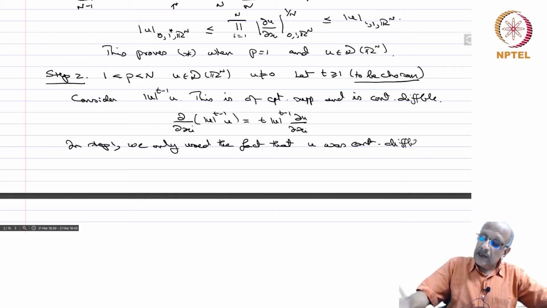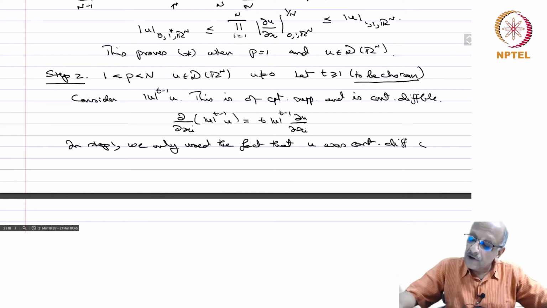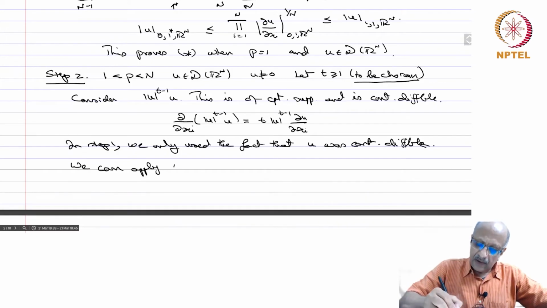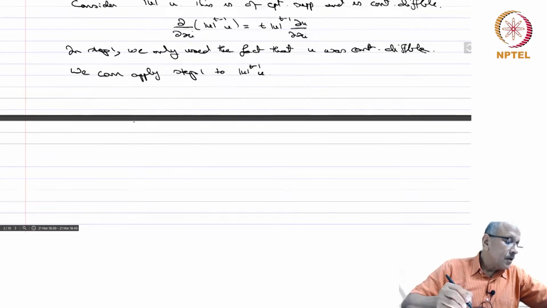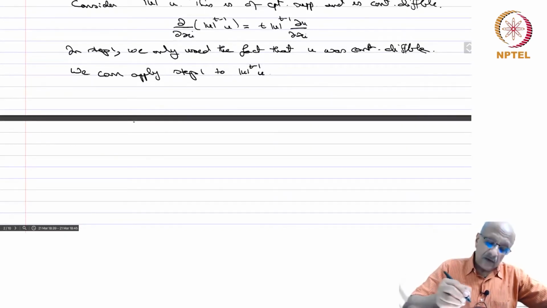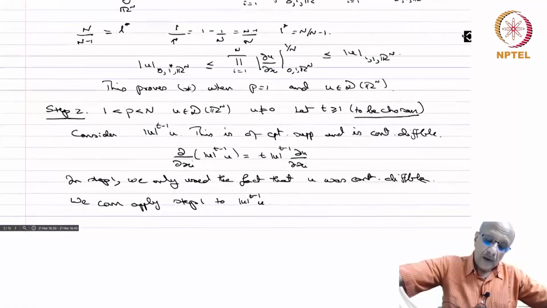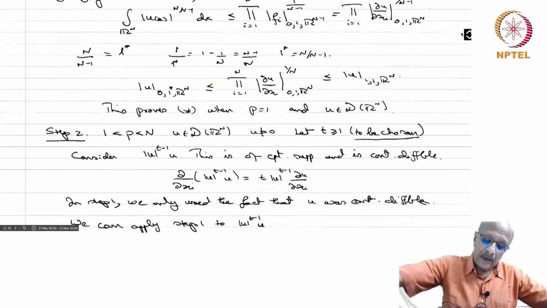We did not use any higher derivative, though it is differentiable. We did not use any of the higher derivatives and so on. So we can still apply step 1 to |u|^(t-1) u. So we apply that to the function. So what is the exponent? 1 star is n by n minus 1.